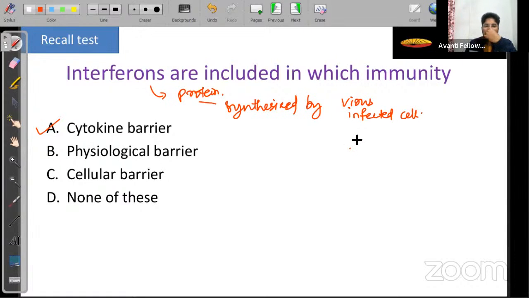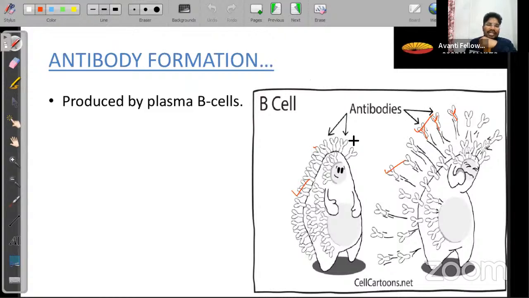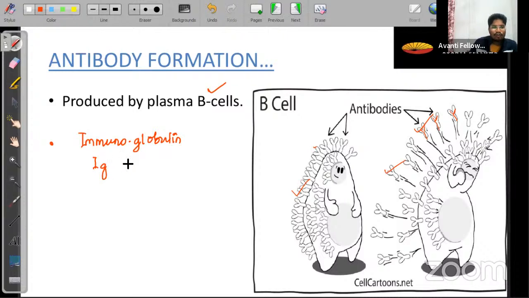Now I am moving to the next slide. That is your antibody formation, produced by plasma B cells, as I told you, and this antibody is an immunoglobulin. It is also called immunoglobulin and represented in the form of Ig. Short form में इसको Ig कहा जाता है, immunoglobulin, Ig.